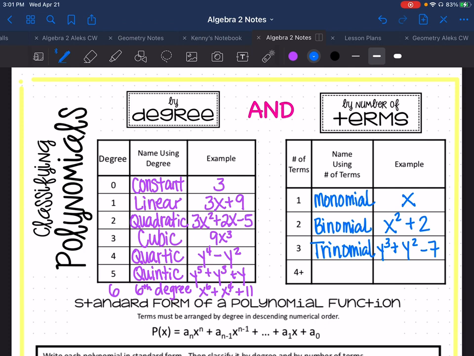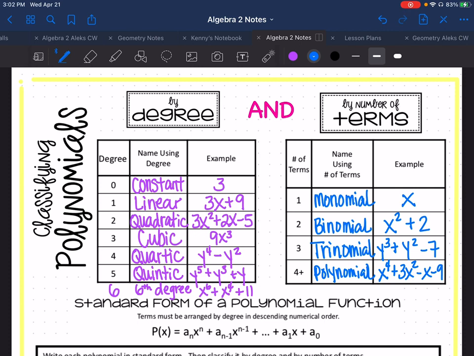Anything with 4 or more terms, so let's just say 4, there's 4 terms like so, I will simply call it a polynomial. It could have 5 terms, 6 terms, 10 terms, I'm going to call it a polynomial. 1, 2, and 3 get special names. Anything after that is a polynomial.